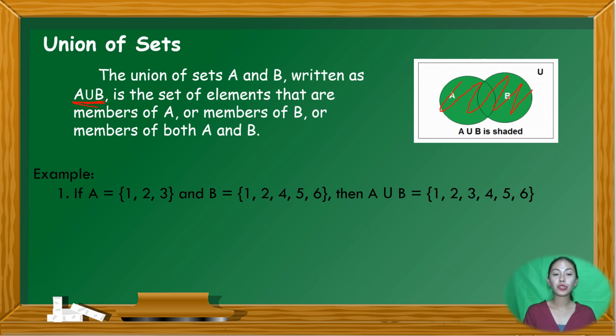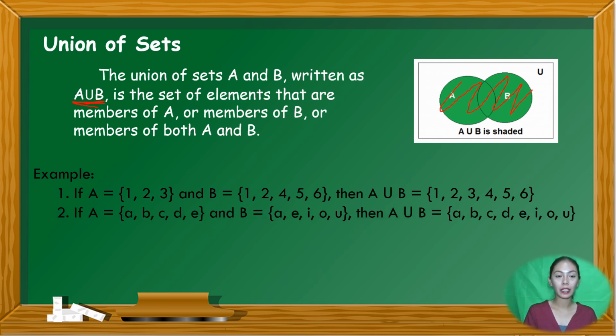Okay, since 1 and 2 are in both A and B, we only write them once. Since 1 and 2 are common, we use only one writing, no? There is no need to write them twice.